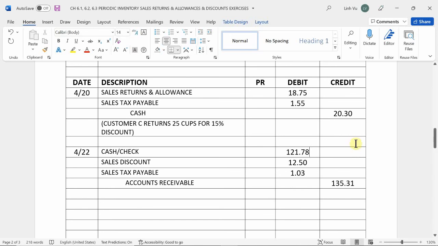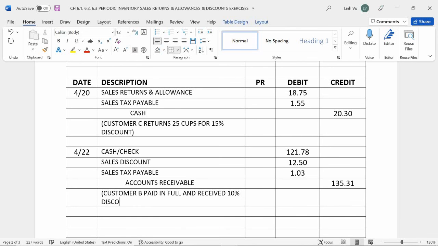Okay, and I'm going to make my note here to say that this is customer B, paid in full and received a 10% discount. So that is 135.31 subtracting 12.50 and 1.03. Correct.